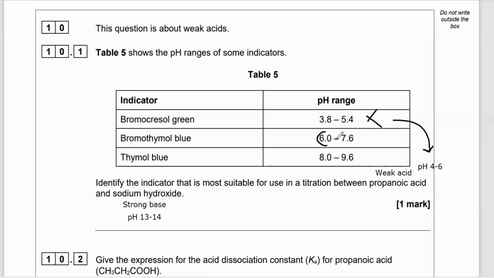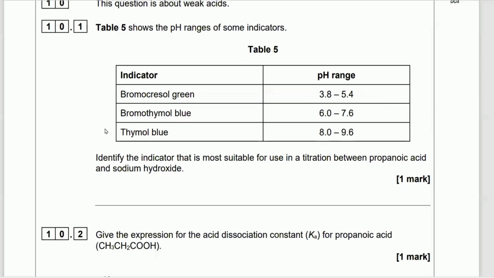So which ones are out of the question here? We can't do 3.8 to 5.4. So bromocresol, no good with weak acids. Bromothymol blue, not really good with weak acids because it can change color at pH 6. So if your weak acid is there, it's going to change color already. So the only usable one is thymol blue, which will not change color if you have the weak acid or the strong base in the conical flask added with the indicator. Okay, cool. So thymol blue is your answer there.